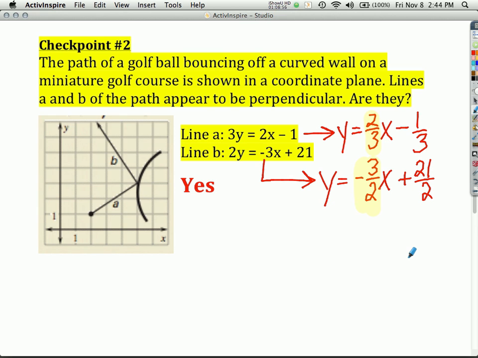For B, if you run 2 and rise, then you go down 3. Yeah, if I had made the picture a little bit nicer, you would have been able to figure it out. It looks like there's a point here and a point here, so you could find the slopes, but the picture was a pretty low quality picture.